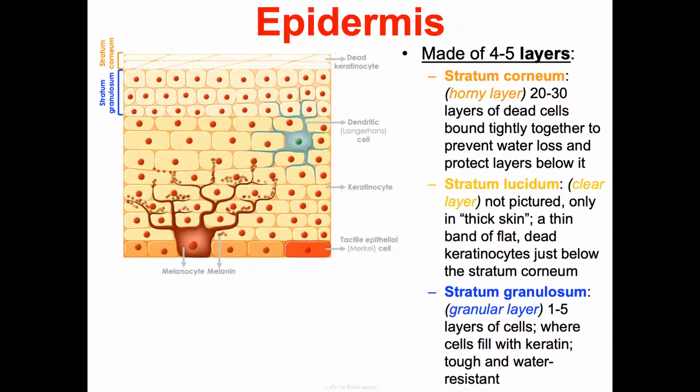All right. Then we have the stratum granulosum, or the granular layer. It's about 1 to 5 cells thick. You can see it here in this picture. It's showing 3 layers of cells. And this is where our cells fill with keratin. So we have our keratinocytes down here. They'll make their way up, and this is where they actually are filled with keratin. And this layer is very tough, and it's also water resistant.